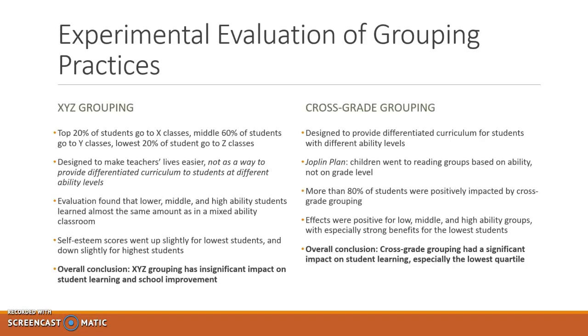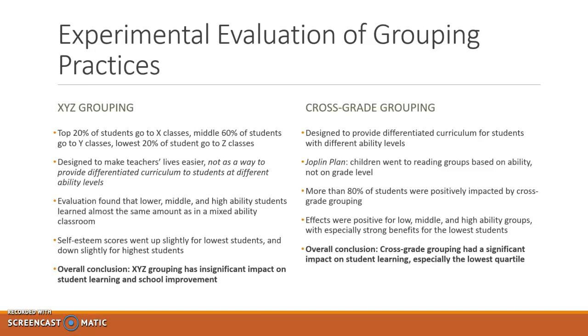So even though these students were placed into classes based on ability level, they were all seeing the same curriculum. The evaluation of XYZ grouping found that lower, middle, and high ability students learned almost the same amount as students in mixed ability classrooms.